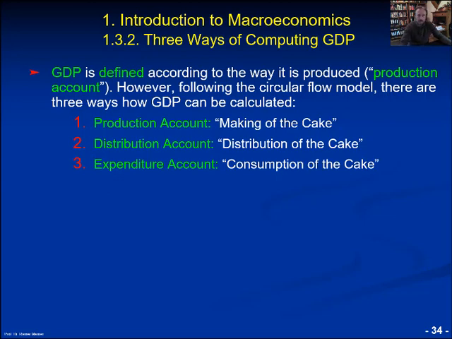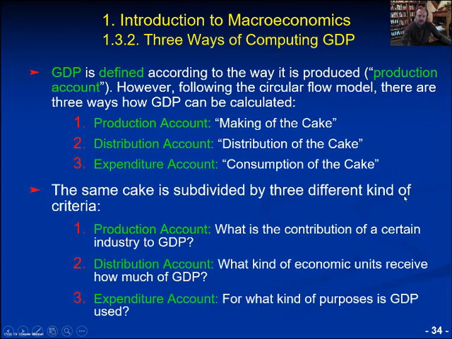The third way to calculate GDP is the expenditure account. The expenditure account shows how GDP is spent, for example, for consumption purposes, for investment purposes, or by the government. So the various ways how to calculate GDP provide us different information. They answer different questions. The production account answers the question, what is the contribution of a certain industry to GDP? The distribution account answers the question, what kind of economic units receive how much of GDP? And the expenditure account answers the question, for what kind of purposes is GDP used?